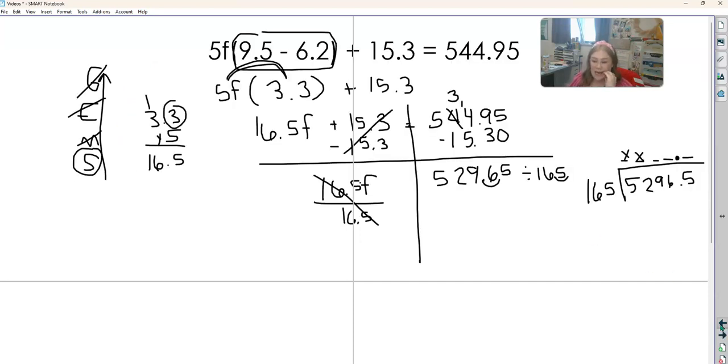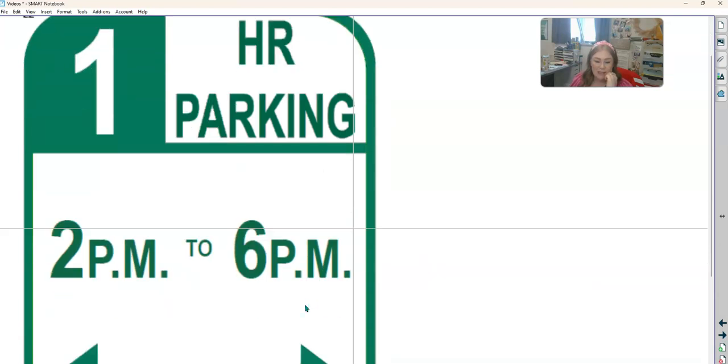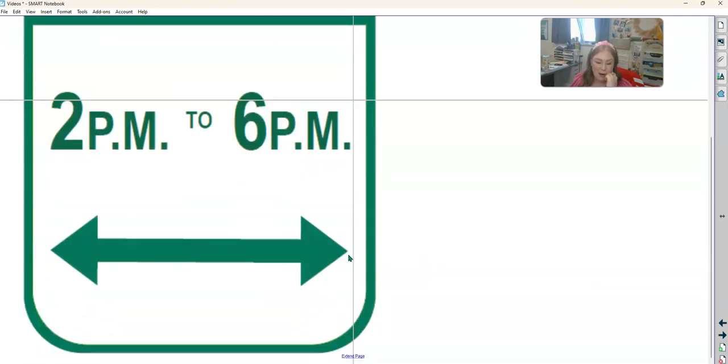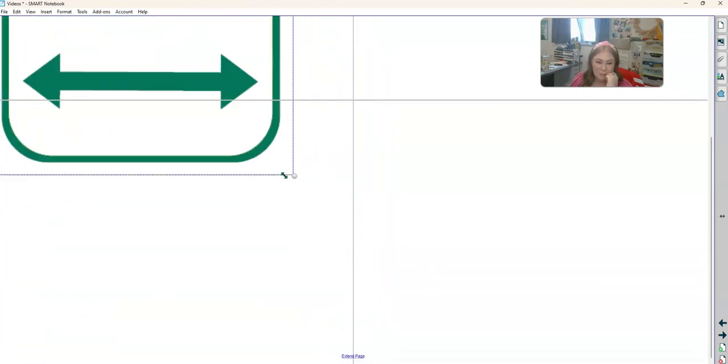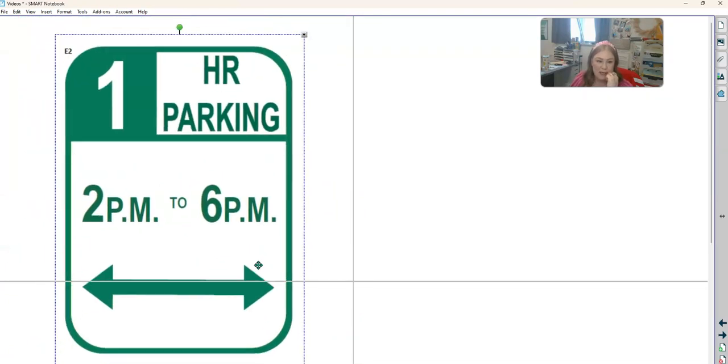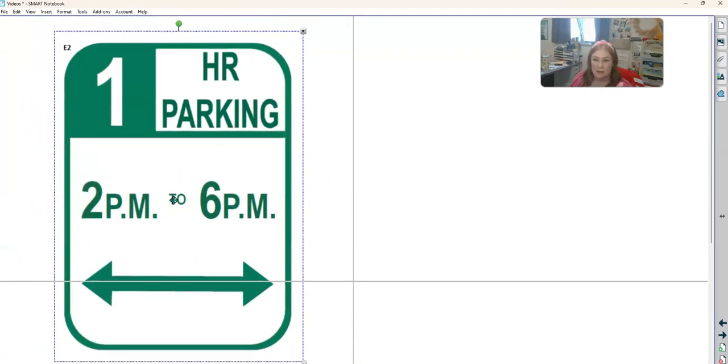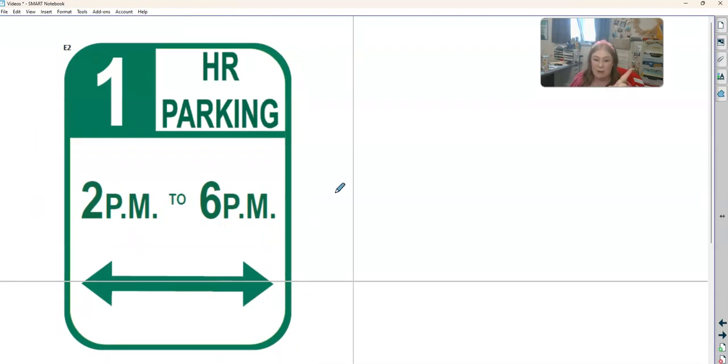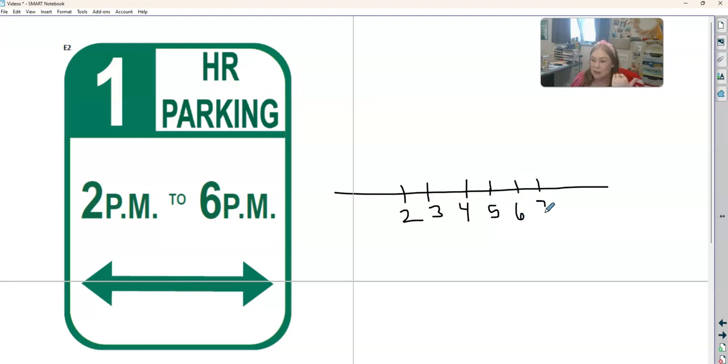Okay, let's look at an inequality problem. This one is telling me when we can park here. We're trying to write when we can park. We can park from 2 to 6. So 2, 3, let's just get our numbers on our number line. Make sure you are numbering your number line so that it makes sense when somebody looks at it. We'll just go a little bit beyond the numbers given.